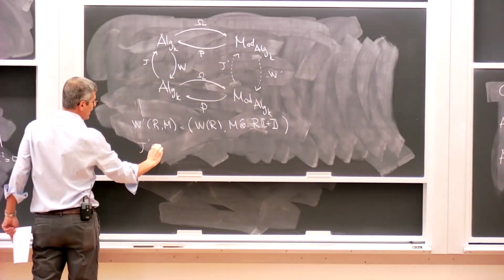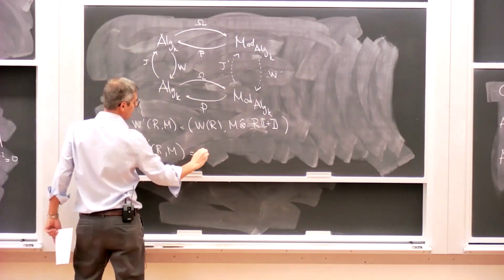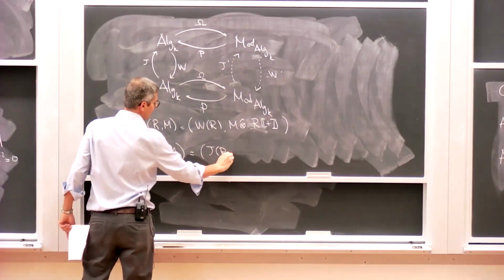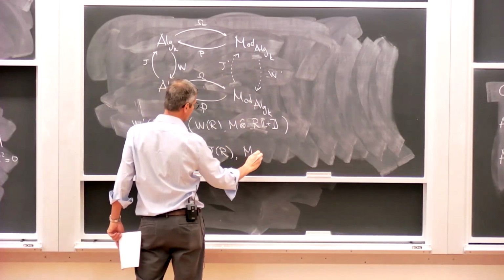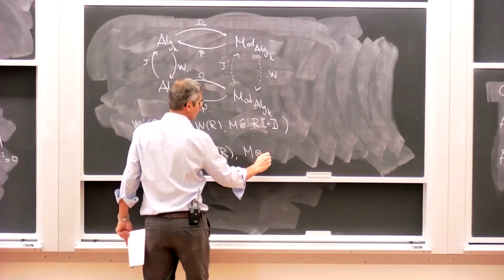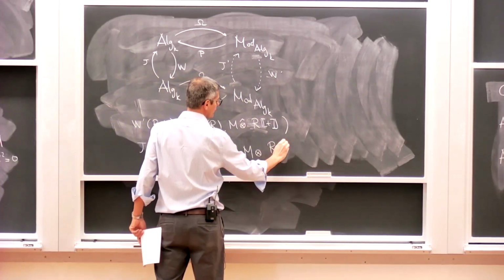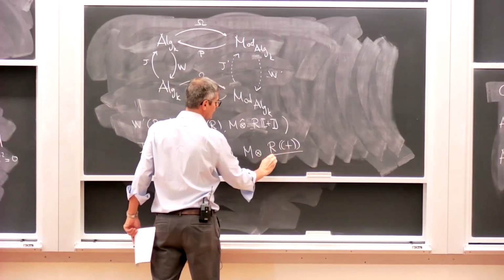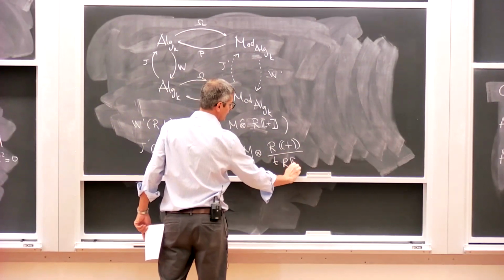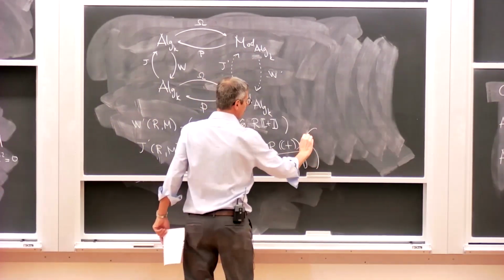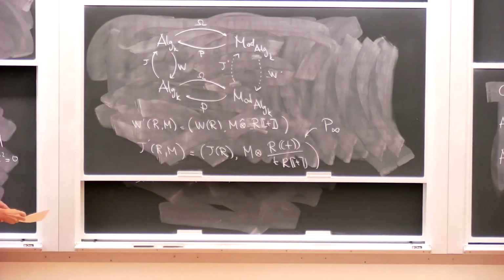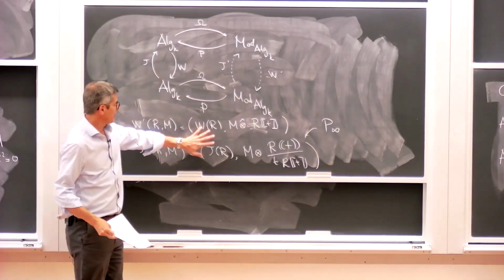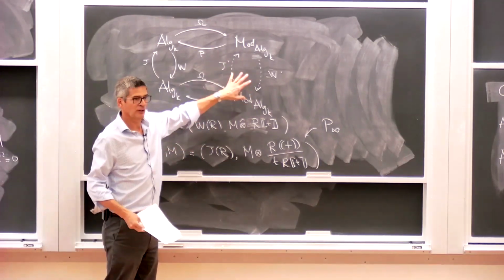J prime of (R, M) will be J of R, which is R infinity, and then what you do here, you don't tensor with R infinity. All you do is you tensor with this sheaf, Laurent series in T, modulo T, double bracket T. And this is what we call P infinity. And so then you check that these functors are adjoint to each other. So they form an adjoint pair.